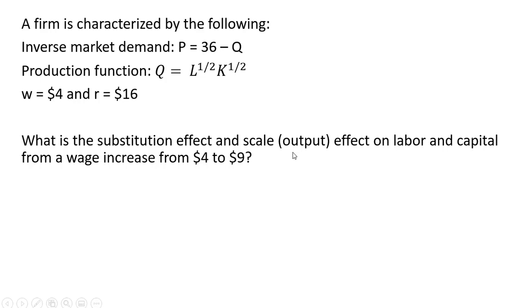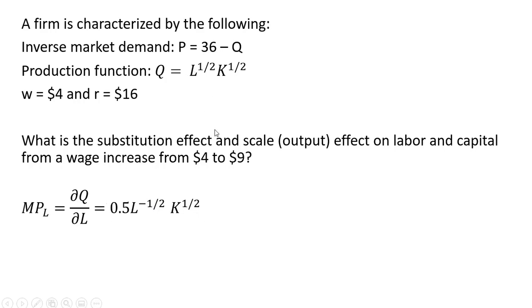Sometimes the scale effect is called the output effect on labor and capital from a wage increase from $4 to $9. The first thing we're going to do is get the marginal product of labor, taking the partial derivative of the production function with respect to L, labor. We get the following result.